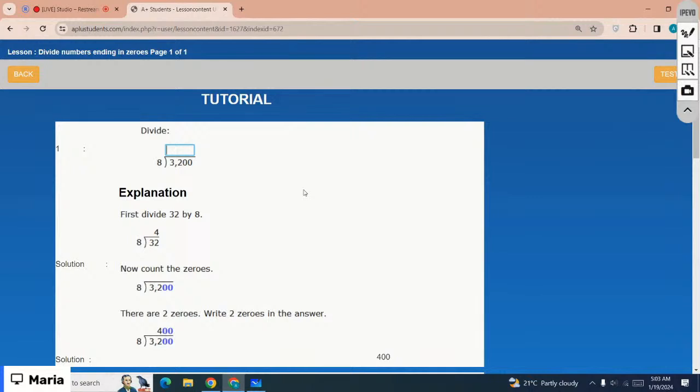Like for example, the first example is divide 3200 by 8. You have two zeros here, right? Just divide the non-zero values. The non-zero values is 32 divided by 8. So 8 times 4 is 32. You have 4, right? Just add the two zeros with 4. So the answer is 400. So dividing numbers with zeros is this easy. You simply have to divide the non-zero values and then add the zeros back to the number.